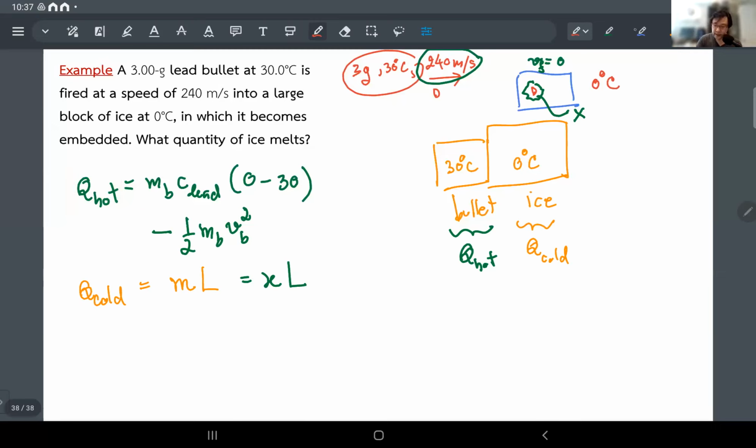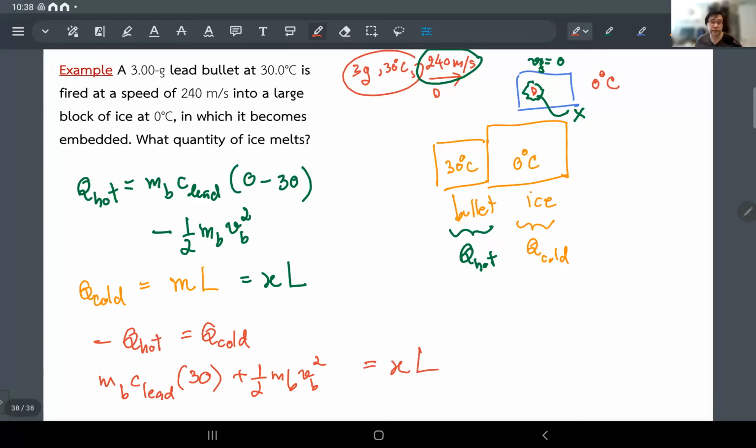So let me do it one more time just to clearly define everything. Traditionally, I would do this: Q hot with the negative sign will be equal to Q cold, which is the same thing as doing the absolute value. I would say it is m c ΔT for the lead, and now I put a negative sign to it. It's going to be 30 plus 1/2 the mass of the bullet times the initial speed of the bullet squared, equal to the amount of ice that melts times the latent heat of fusion and all this stuff. And from here, you can solve for x.